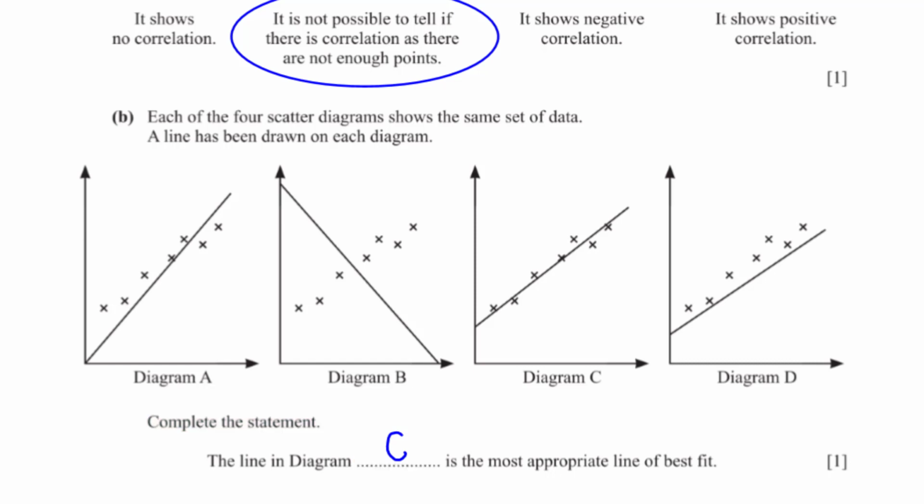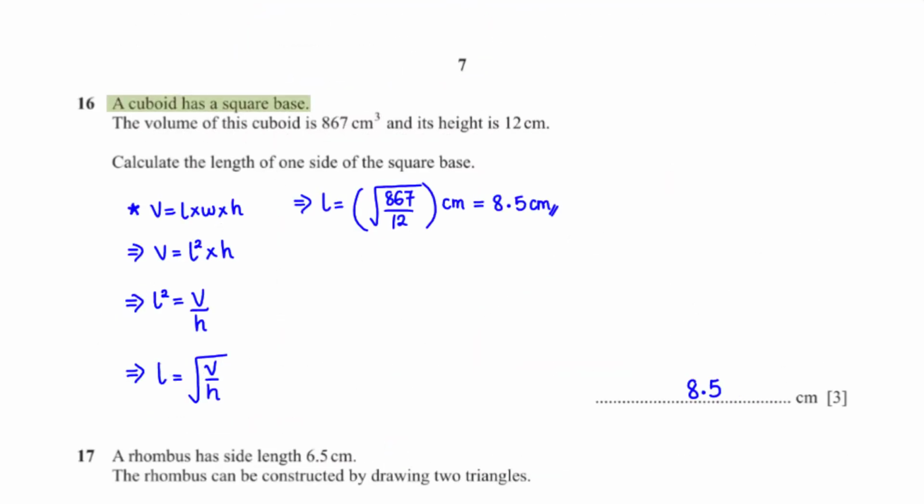A cuboid has a square base. The volume of this cuboid is 867 centimeters cubed and the height is 12 centimeters. Calculate the length of one side of the square base. Here is the formula for the volume of a cuboid. Since the cuboid has a square base, the width would be the same as the length.